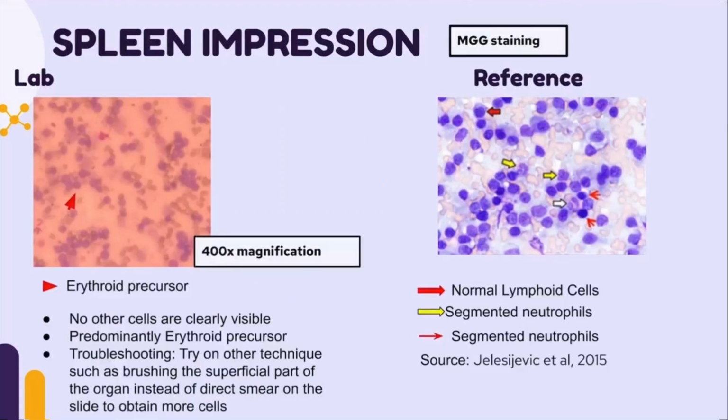To obtain the spleen sample, we use the impression technique and visualize it using MGG staining. Under 40 times magnification, we can see erythroid precursors. No other cells are clearly visible, predominantly erythroid precursors. For troubleshooting, try other techniques such as brushing the superficial part of the organ instead of direct smear on the slide to obtain more cells. And in the reference for spleen, we can see normal lymphoid cells and segmented neutrophils.